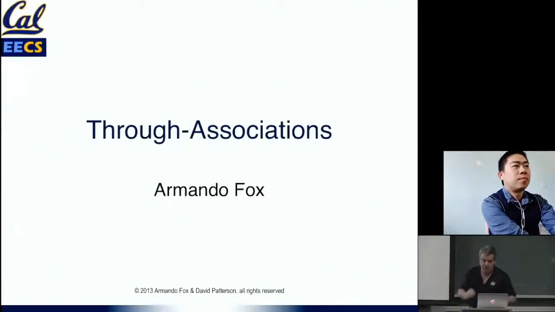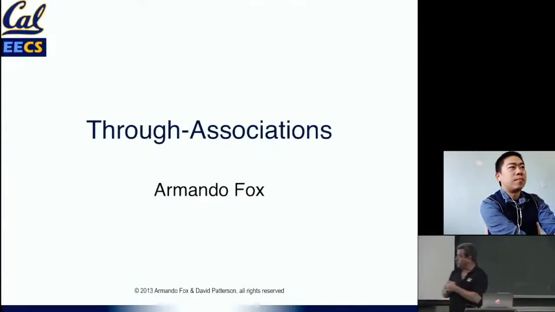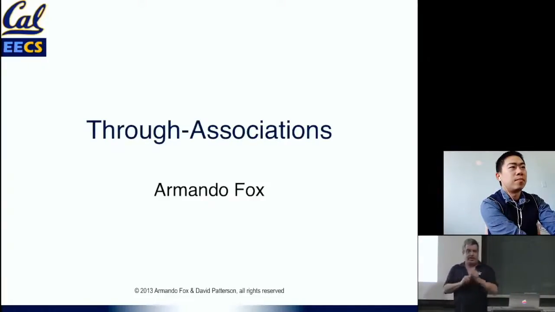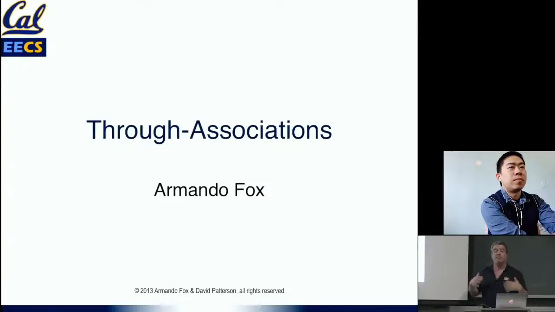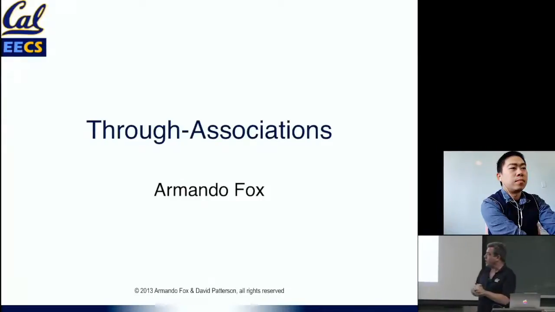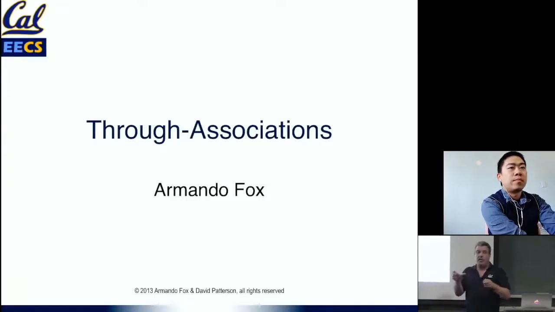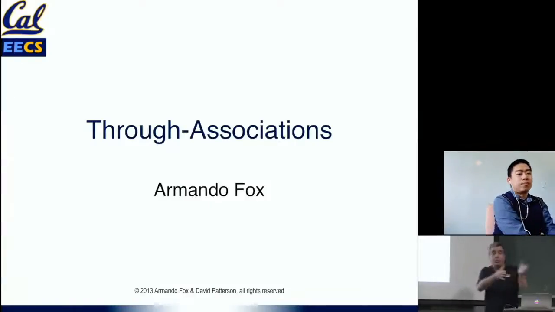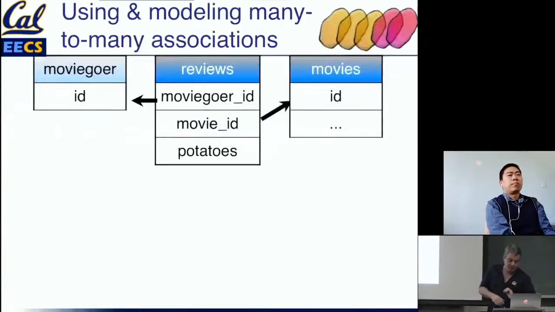OK, so let's talk about through associations. This actually comes from a question that I think Camille may have asked on Tuesday, which was, what if you want to model the idea of many-to-many associations? How would you do that? Because so far, with all the machinery that we've described, a given foreign key field can only point to one other record in some table.